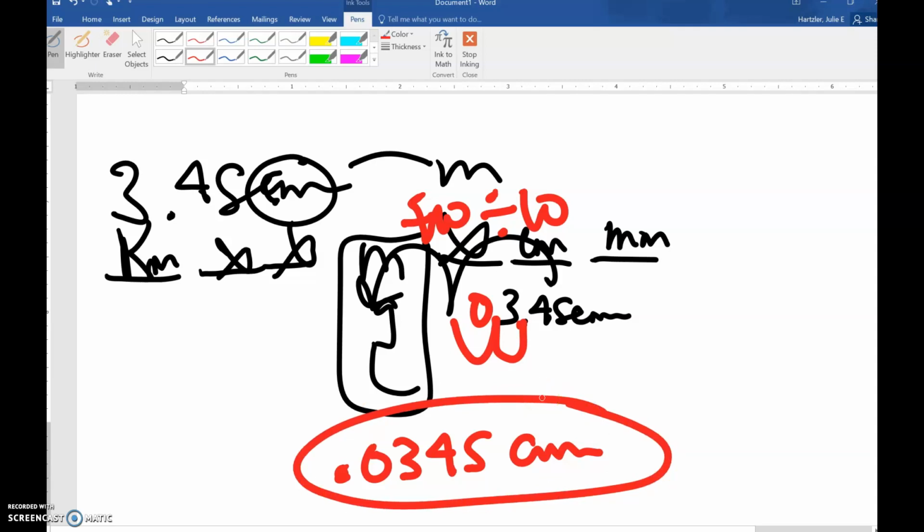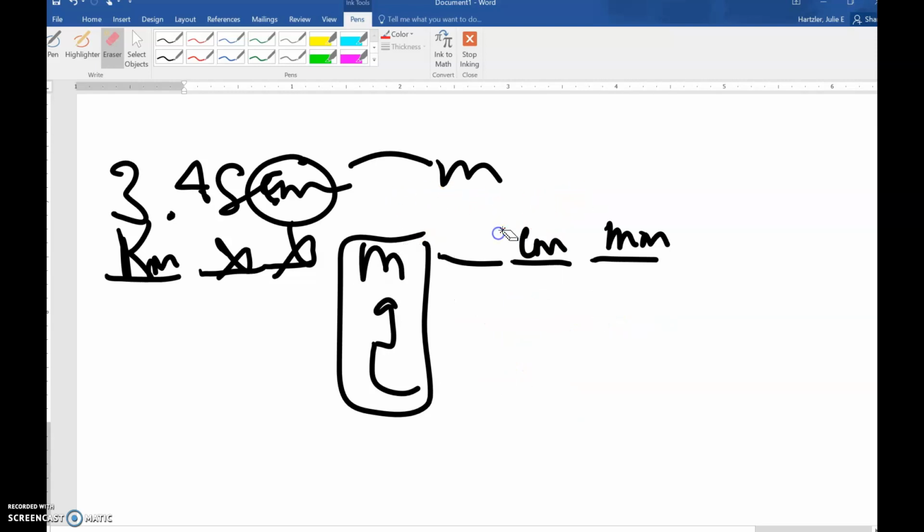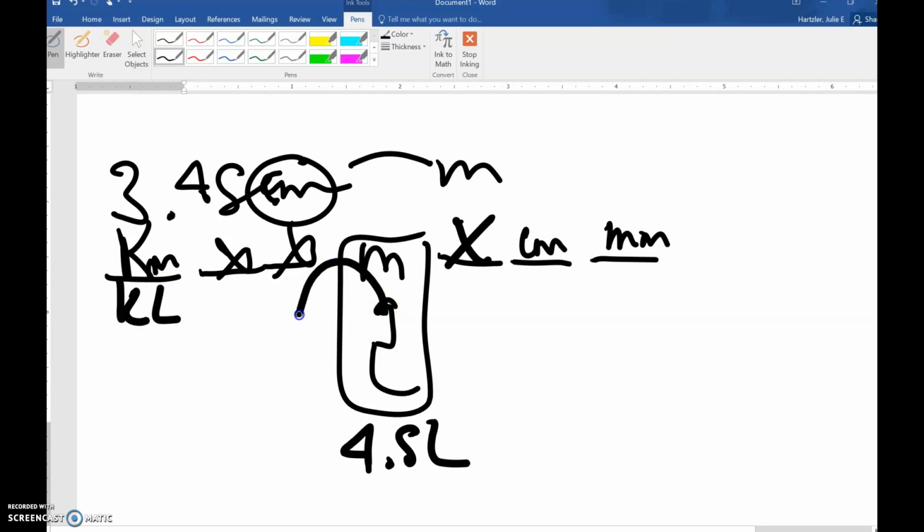All right, let's look at the next one. I'm just going to erase what I just did here. Get rid of that and see if I can get rid of that red without getting rid of too much here. All right, now we're focusing on 4.5 liters, and we want to go to kiloliters. So kiloliters would be here. So how many jumps is that? 1 jump, 2 jumps, 3 jumps.